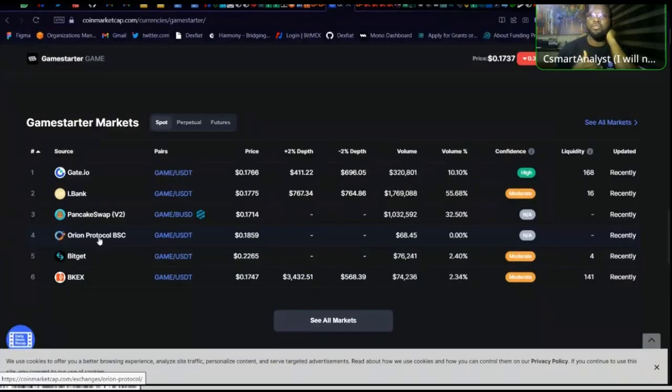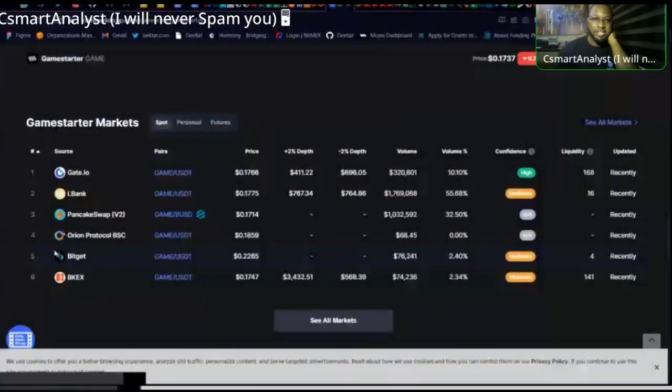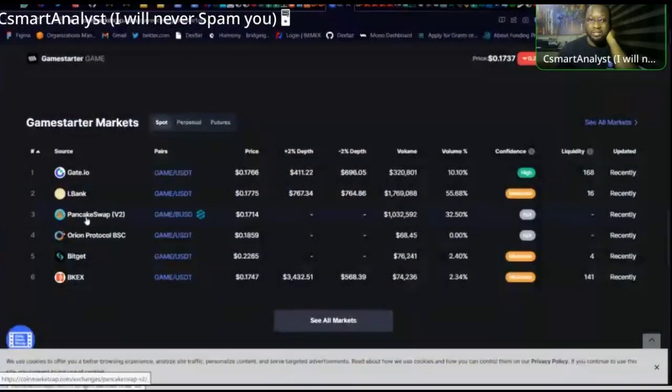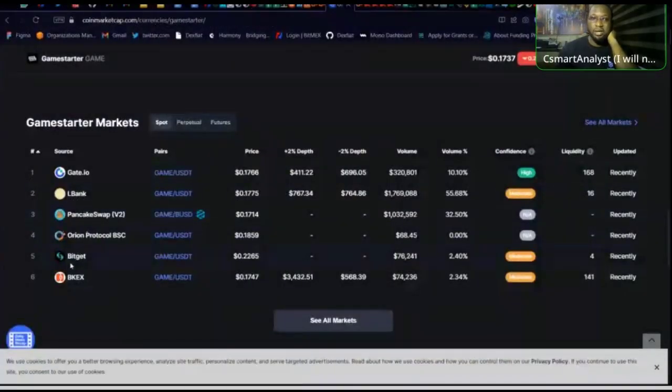I try to use exchanges that are reputable, so that I can't really lose my funds. That's why I don't create accounts. Amongst all the exchanges here, I think I have an account with Gate.io, but I've never traded with them. Bank, I don't have an account. PancakeSwap, I've done transactions there. Every other one here, I've never traded on them because I can't just be moving my funds anyhow.